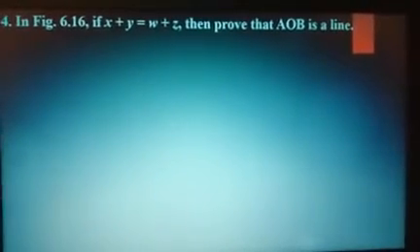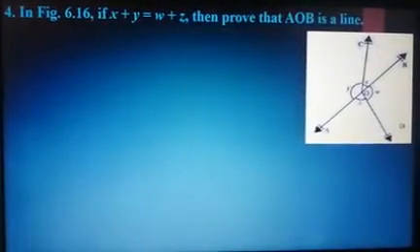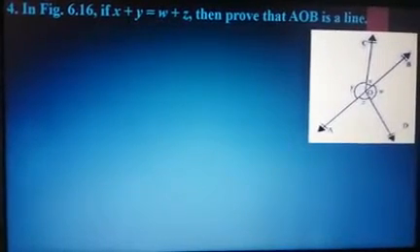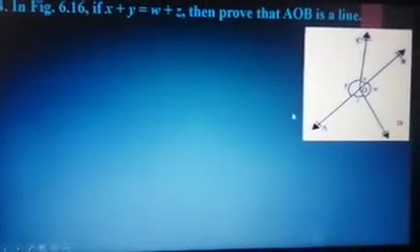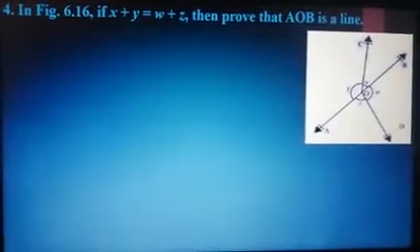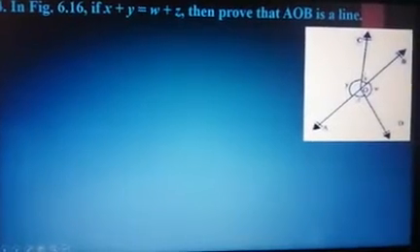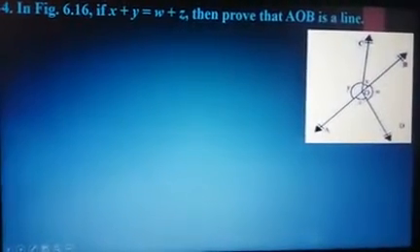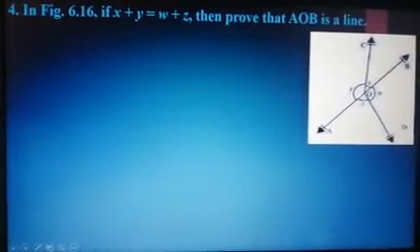Now coming to question number 4. Let me explain question number 4. In the given figure 6.16, if x plus y is equal to w plus z, then prove that AOB is a straight line. Here the entire problem is based on the figure. Always remember, in geometry the entire problem will be based on the figure. Once you understand the geometrical figure, then it is very easy. They are saying that x plus y is equal to w plus z, and I have to prove that AOB is a straight line.